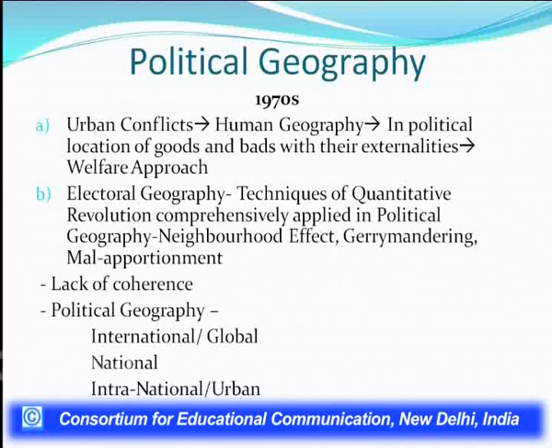For example, the political location of goods and bads with their externalities led to a welfare approach. So the distribution of different goods and bads within society, and especially their spatial distribution, was becoming more and more important to understand how society functioned and how it could improve, with more focus on this kind of distribution, which was supposed to be uneven in nature.